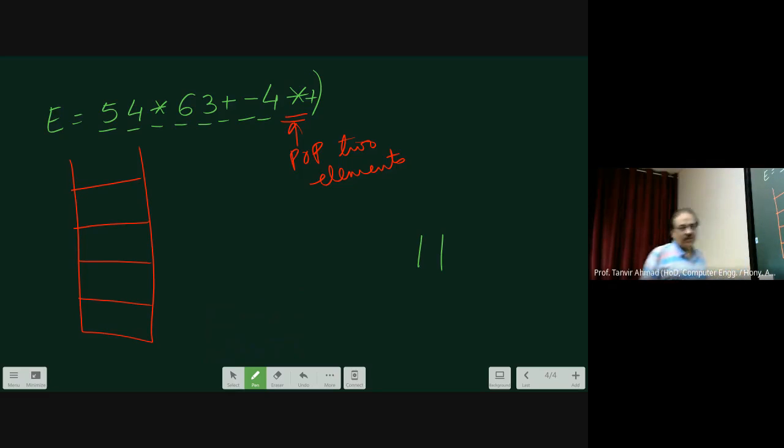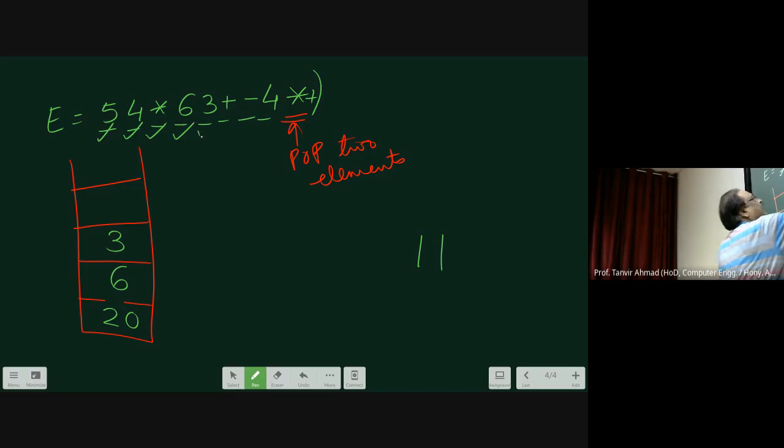Okay. Now it's correct. Now what I'm going to do is that I'm pushing 5, I'm pushing 4. Then I did this one, I did this one. When I get multiplication, I get 20, I'll push 20 over here. Then I will get 6, I'll push 6 over here, I'll push 3 over here. Then when I get this plus, I pop these 2 out.